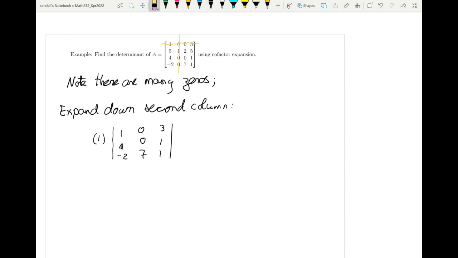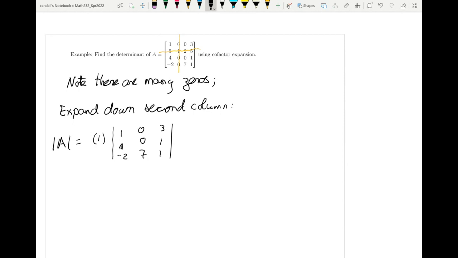I'm drawing these. I should remove that one. It's not this one, it's this one right here. So that's where I'm at, that 1, 2 entry, and I just eliminated that second row and second column. So this is the 3 by 3 submatrix I see left. So that's the only term in the expansion down the second column.